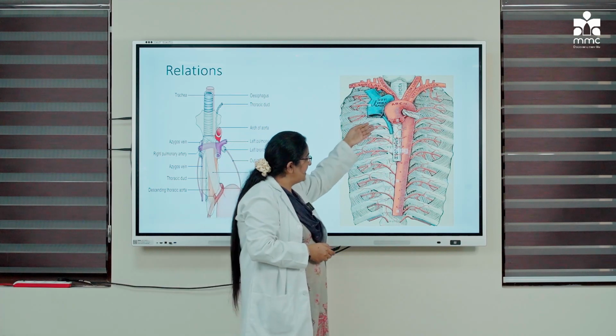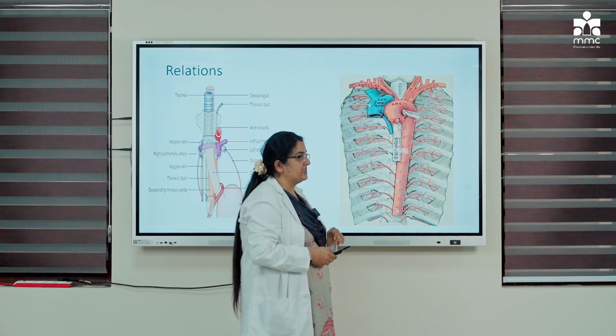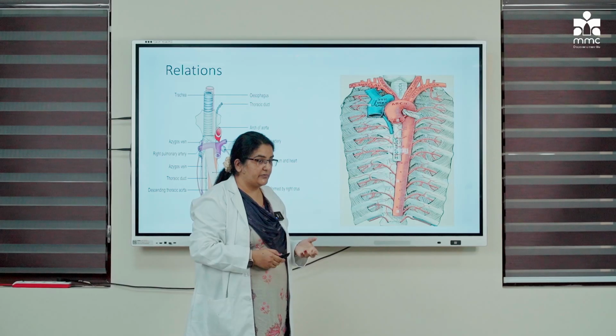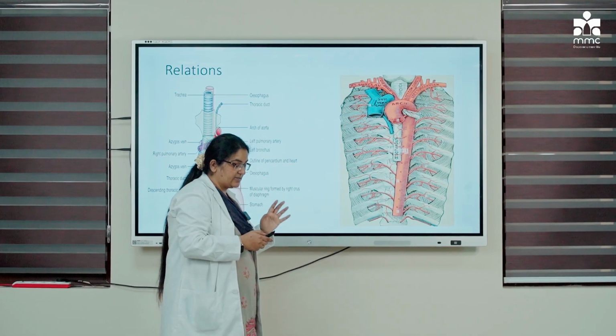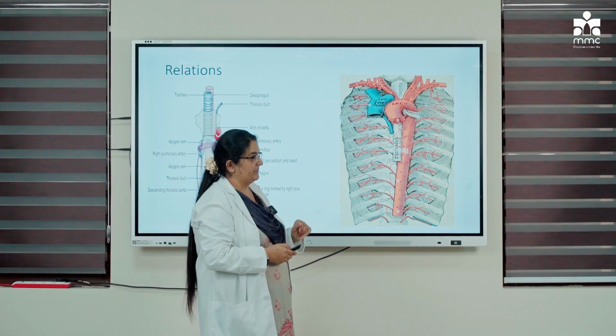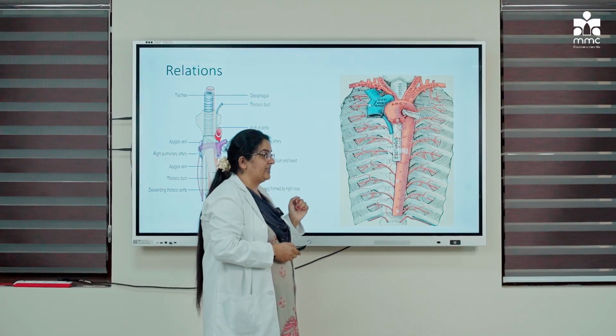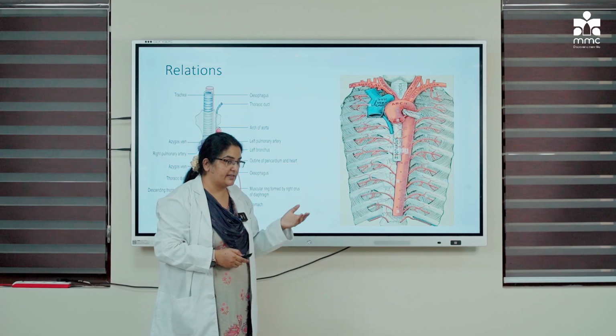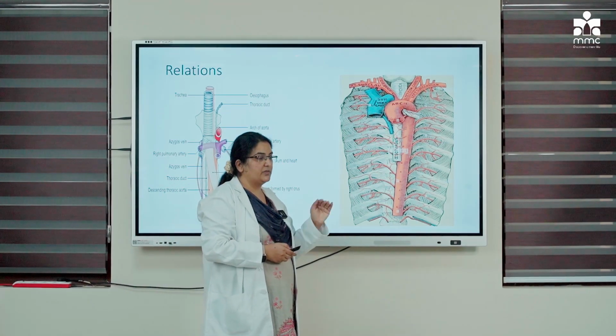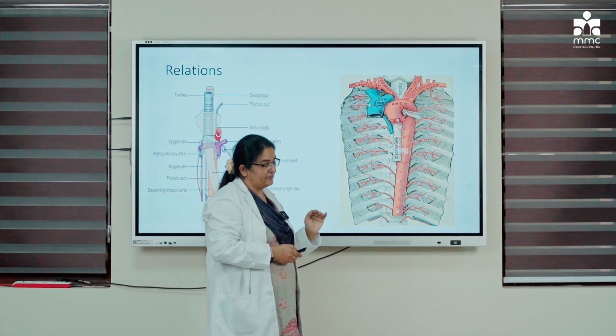Apart from that, the azygous vein is there, which comes posteriorly, plus the terminal part of the hemiazygous vein. All these structures will come posteriorly. These are the posterior relations. Then what are the right and left side relations? On the right side we have the right lung and the right pleura. On the left side we have the left lung and the left pleura.